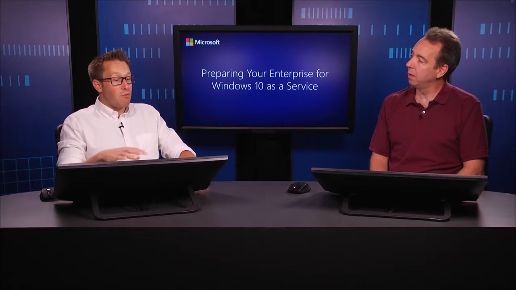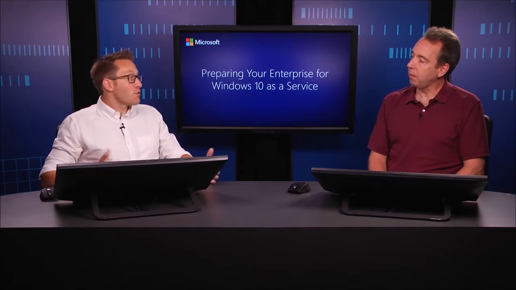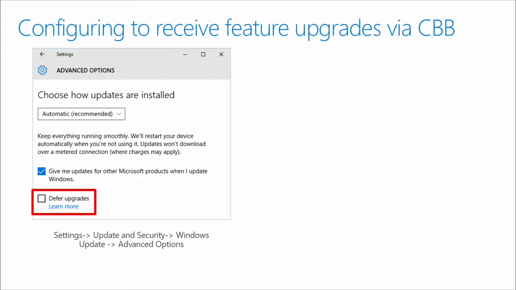And in terms of how you move yourselves into the rings, it's remarkably simple from a single machine point of view, and actually in order to be able to move into Current Branch for Business, the checkbox. It is a checkbox, yeah. We've gotten to the point where it's inside of the settings application under Windows Update, under Advanced, there's one checkbox that says Defer Upgrades. You check that box and you instantly get a 4-month deferral. So that's all it takes.